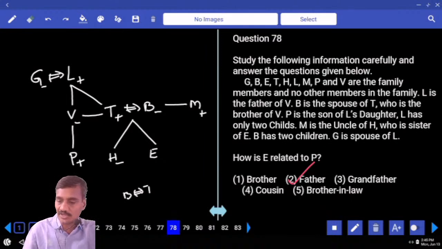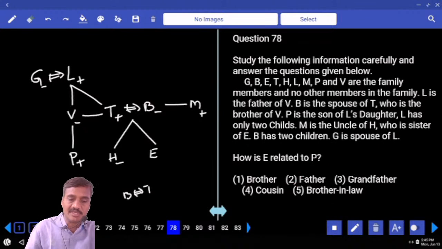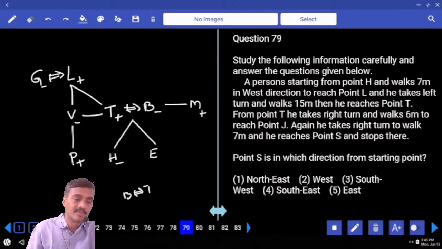Then coming to 78, how is E related to P? Yes, E related to P. P is mother's brother, uncle's child. Uncle's child is cousin, that is choice 4, 78.